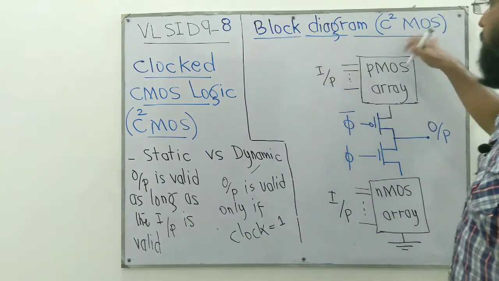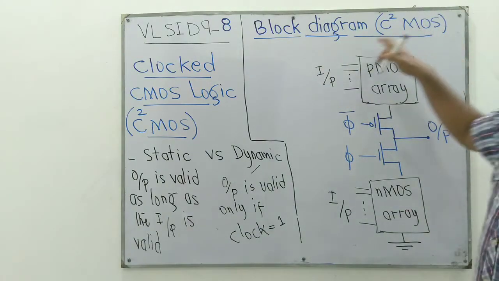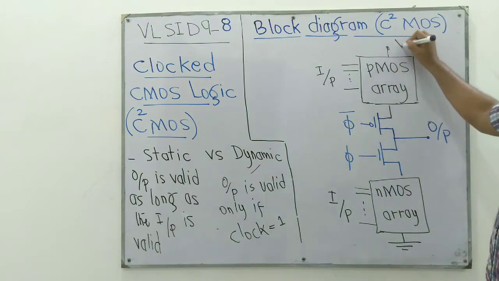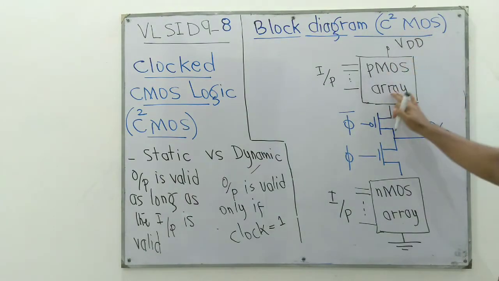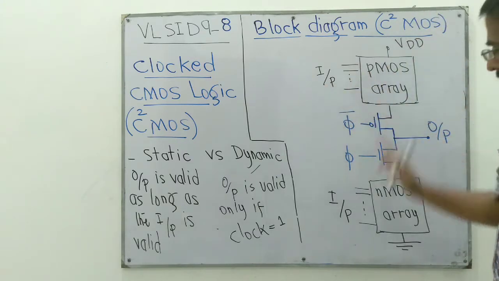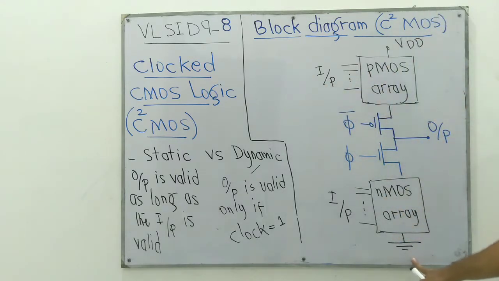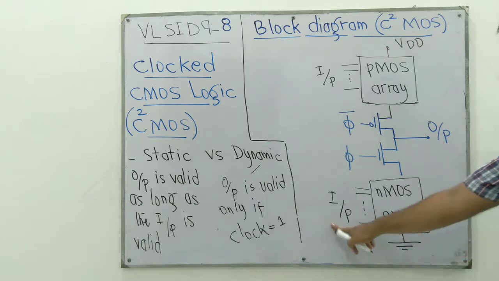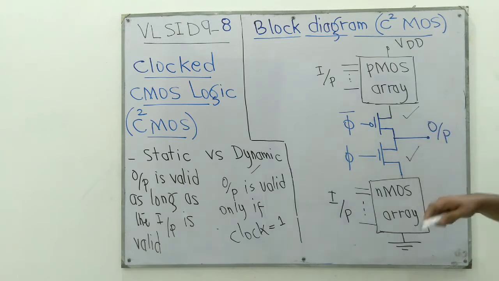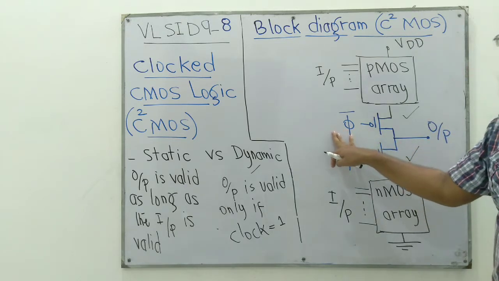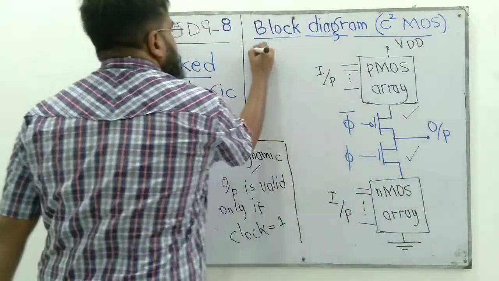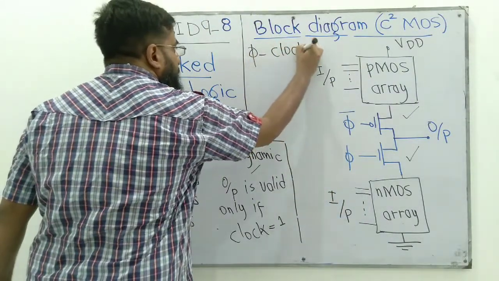The block diagram of a C2MOS clocked CMOS circuit is given here. We have this regular PMOS array connected to VDD from the top. The inputs are applied here. You have a regular NMOS array connected to the ground from its bottom, and the inputs are applied, but we have two additional transistors, this and this. The PMOS transistor, to which we apply the complement of phi. Phi is clock.